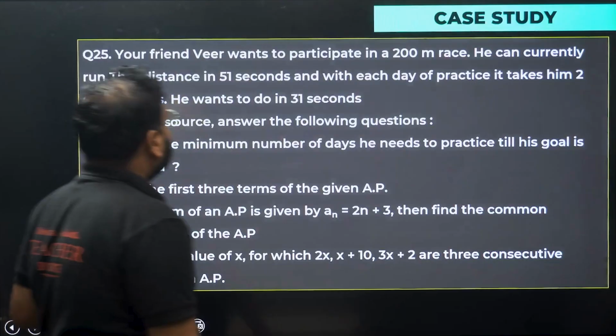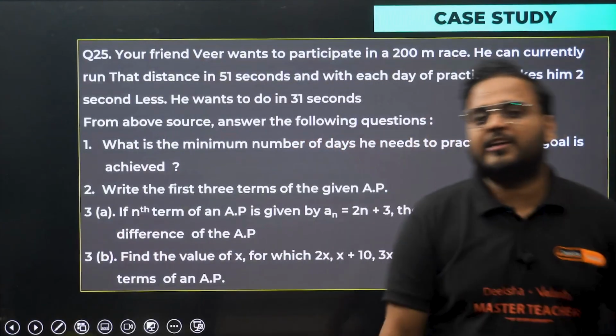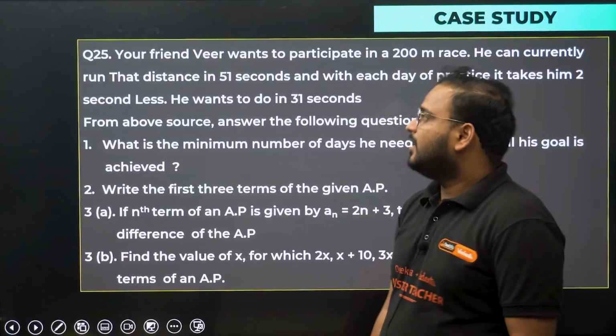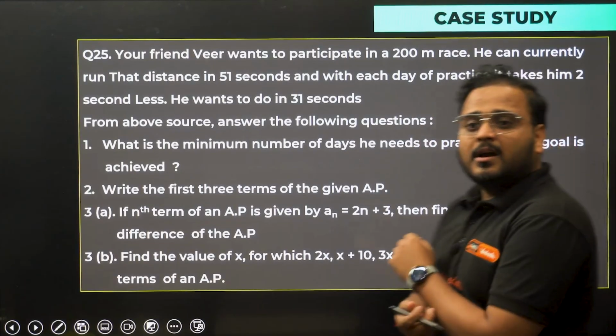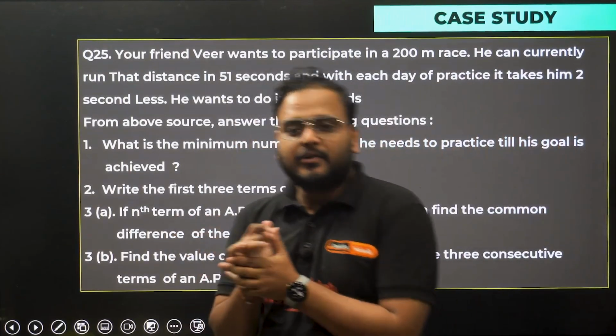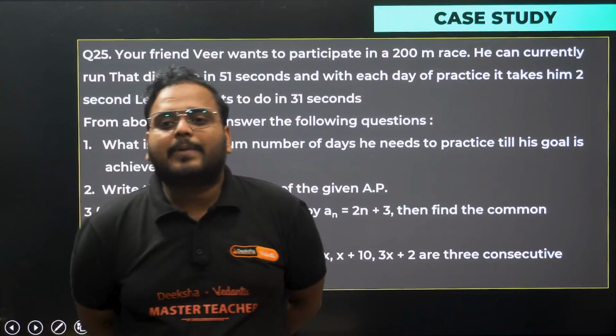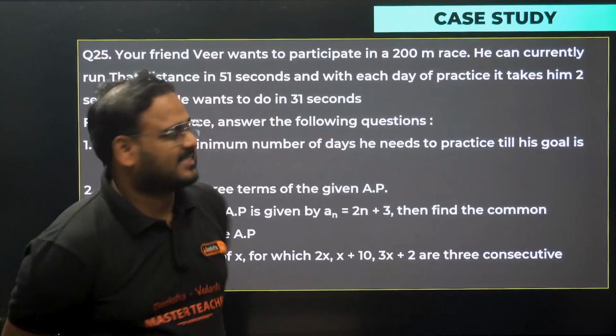Question number 25 now, which is the case study. Alright. Your friend Veer wants to participate in a 200-meter race. He can currently run the distance in 51 seconds. With each day of practice, it takes him 2 seconds less.